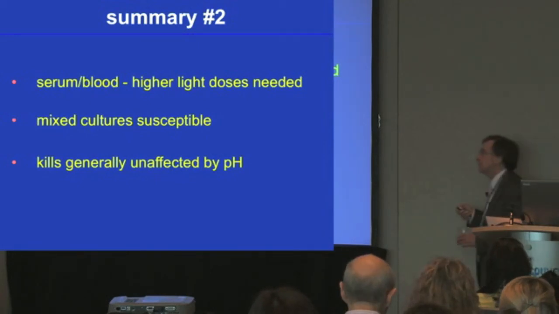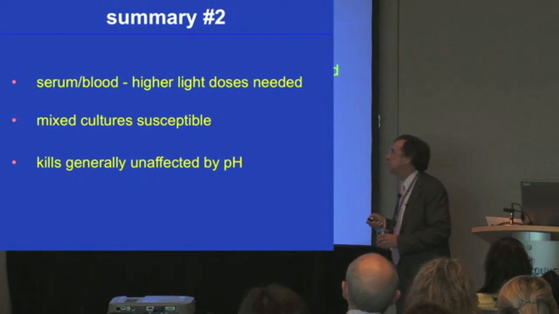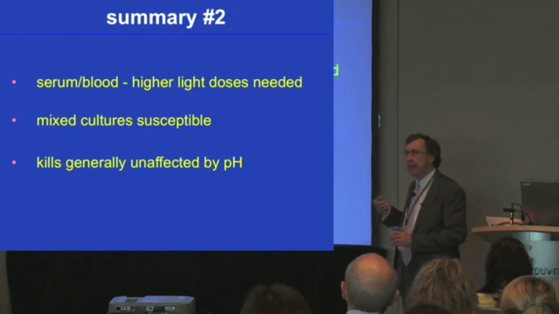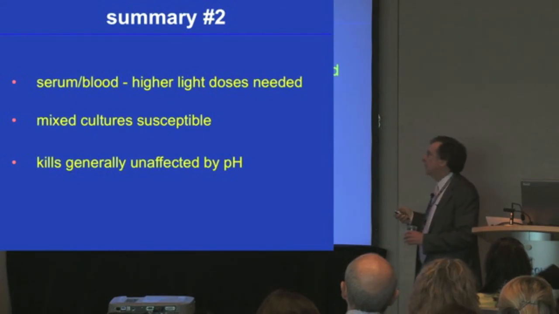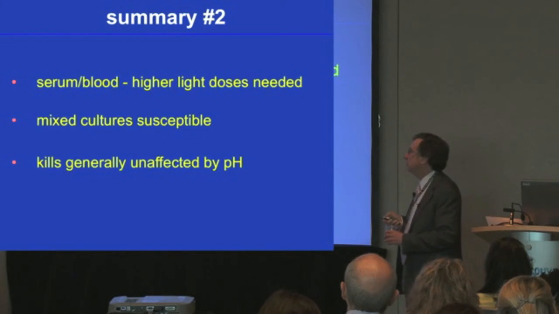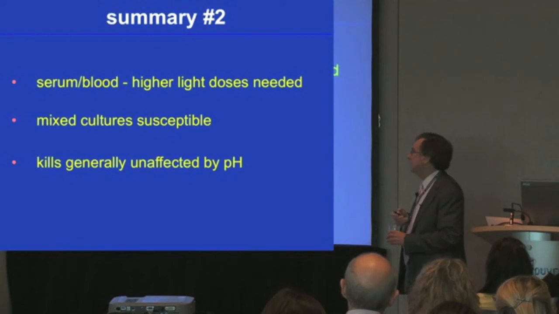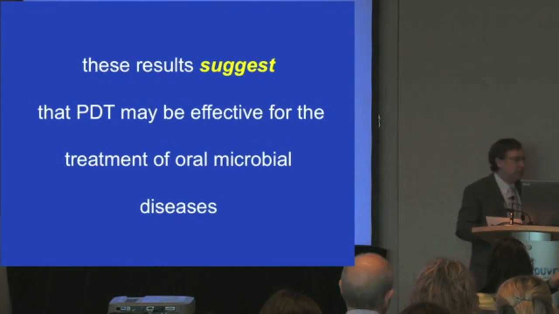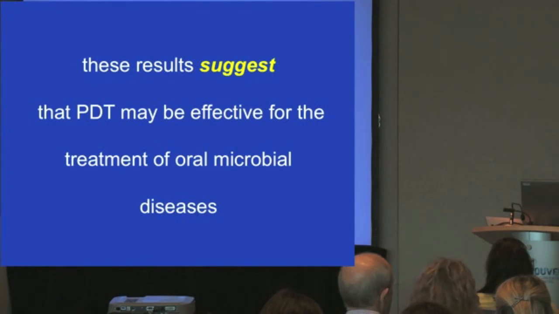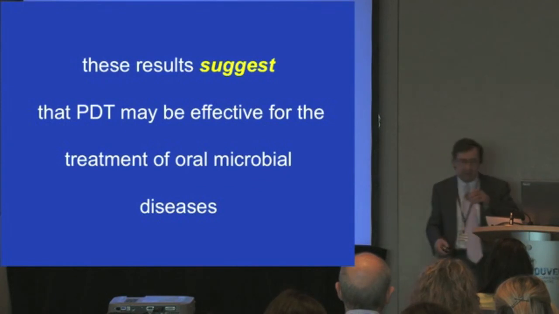The kills are less effective in the presence of serum and blood, but you can overcome this by using higher concentrations of the photosensitizer and higher light doses. We've also carried out experiments on mixed cultures and found there seems to be no particular specificity. You can kill bacteria in mixed cultures, and the kills are generally unaffected by the pH. So all these results would suggest that PDT may be effective for the treatment of oral microbial diseases caused by P. gingivalis and similar organisms.